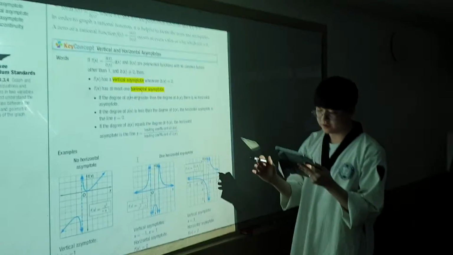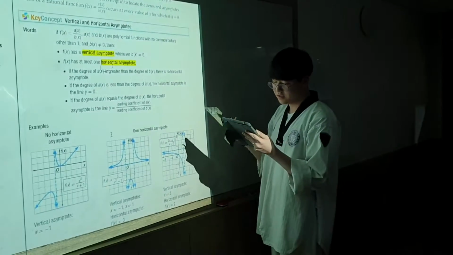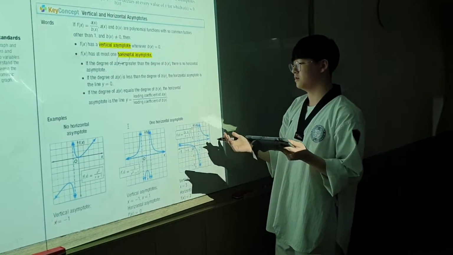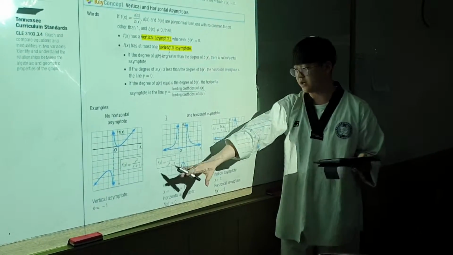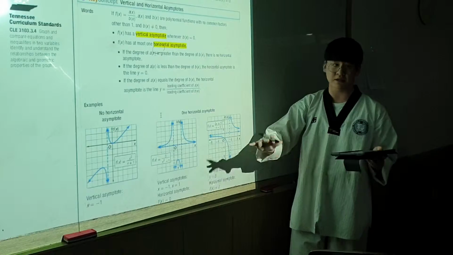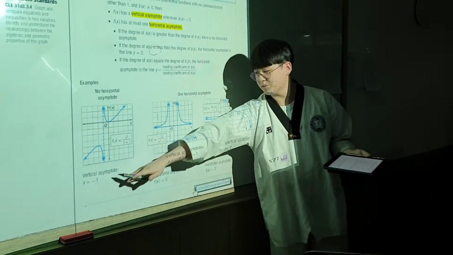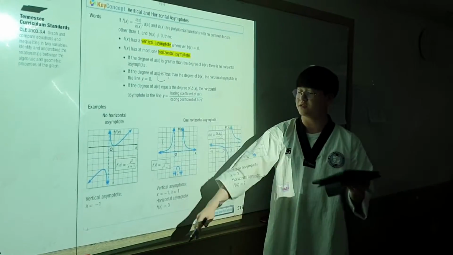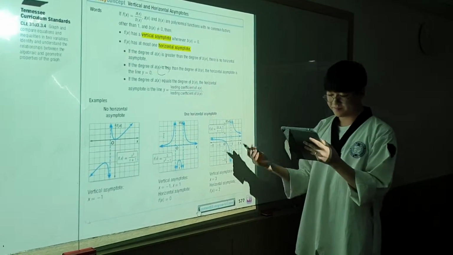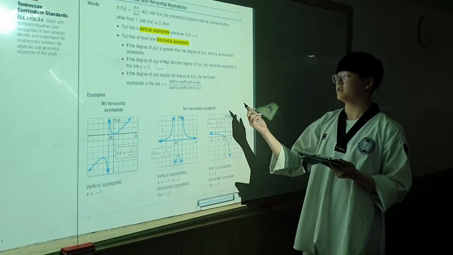The x value that makes the denominator 0 is the vertical asymptote. So in here, the denominator is x plus 1, and the x value that makes the denominator 0 is minus 1. So the vertical asymptote is x equals minus 1. And second, let's talk about the horizontal asymptote.